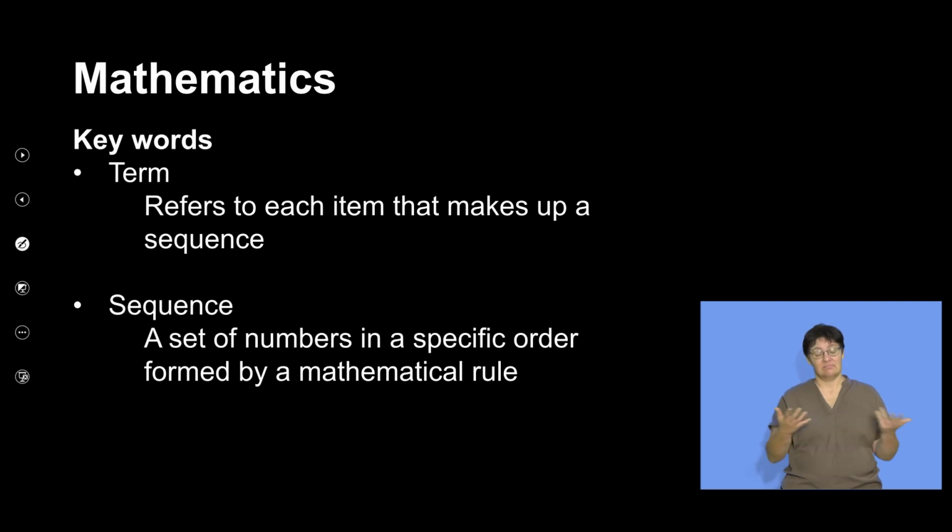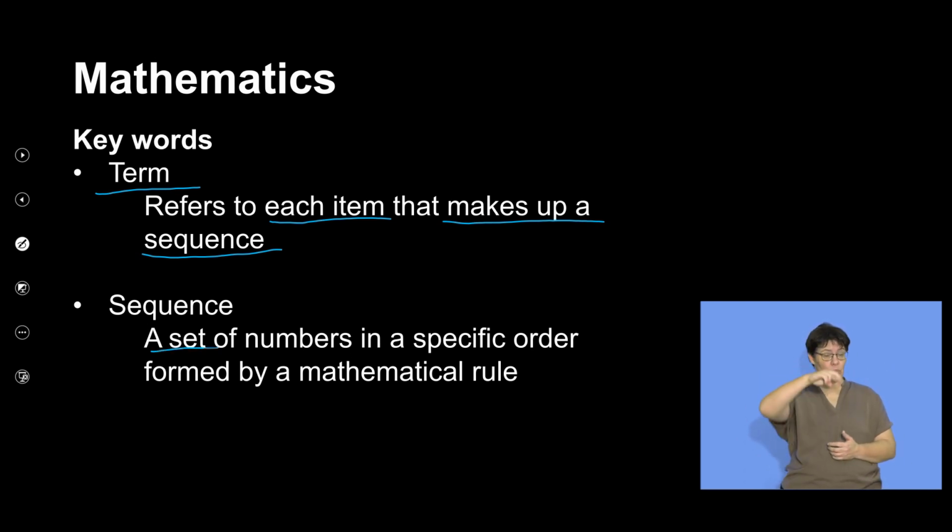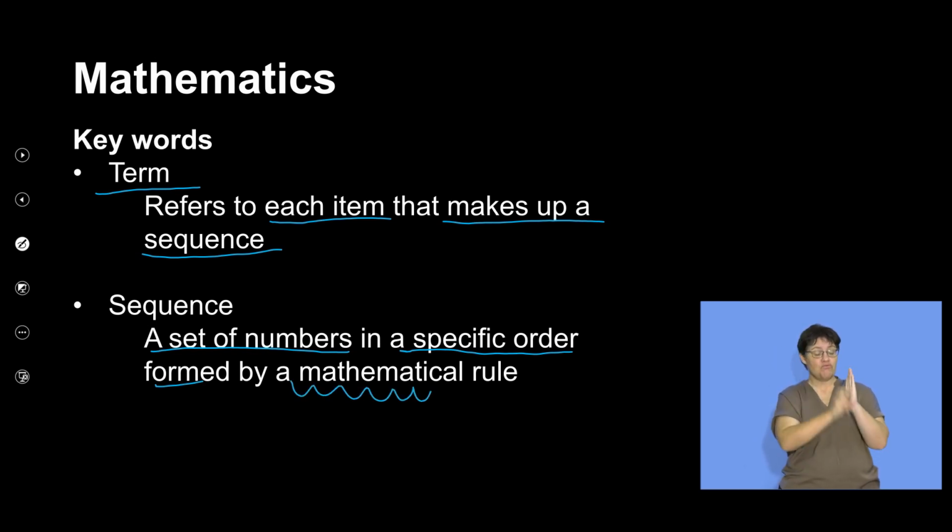The first concept that we are going to be looking at today is the word term. A term refers to each item that makes up a sequence. Now you may ask, but what is a sequence? A sequence is a set of numbers in a specific order that are formed by a mathematical rule. So here we can see the connection to maths.